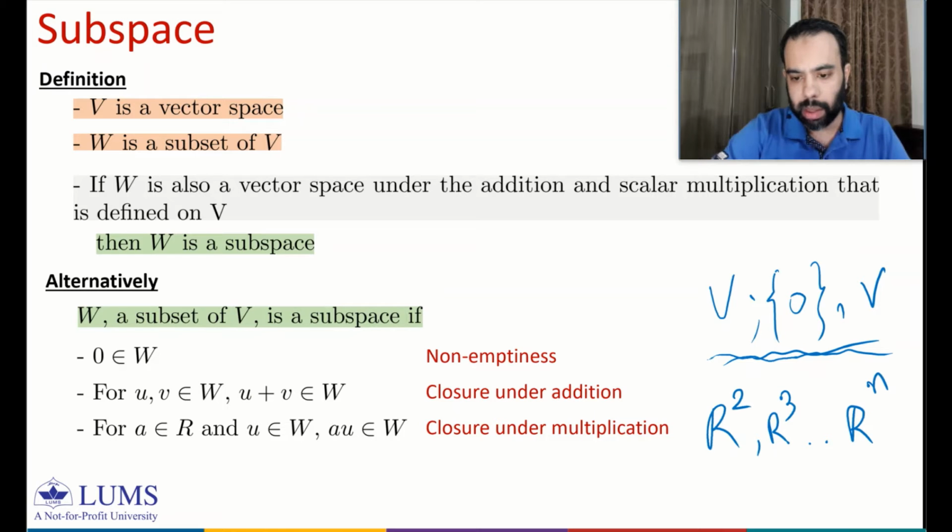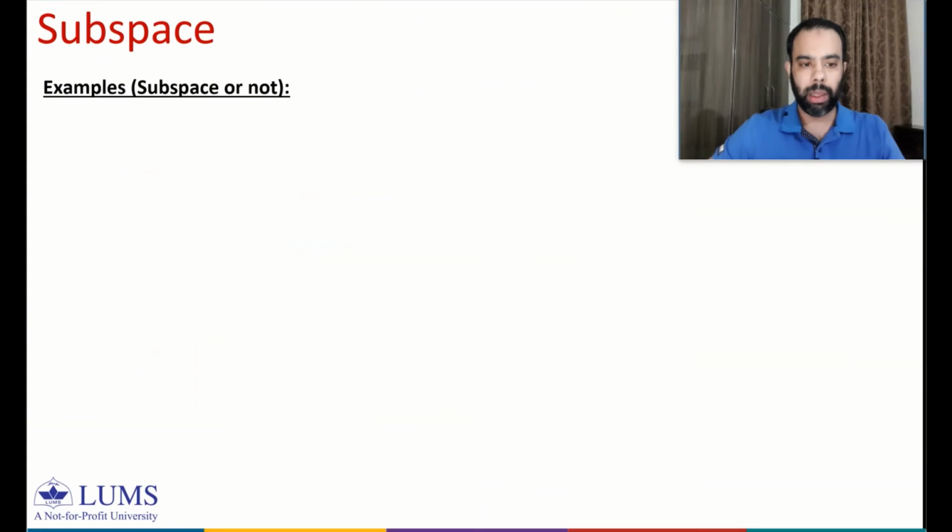So all of these are vector spaces, or we say R2 is a subspace of R3 and R3 is a subspace of R4, and so on and so forth. Right, so these are just very trivial examples. So let's look at a couple more examples to understand the notion of subspace. Given some sets, we want to find out whether these sets represent a subspace or not.